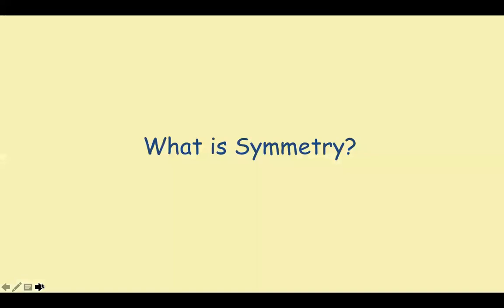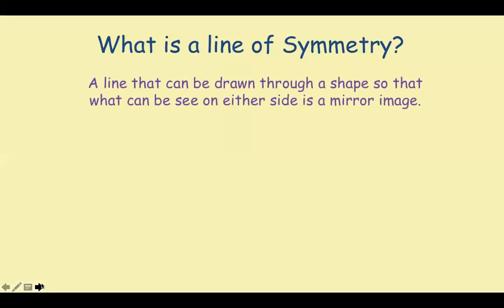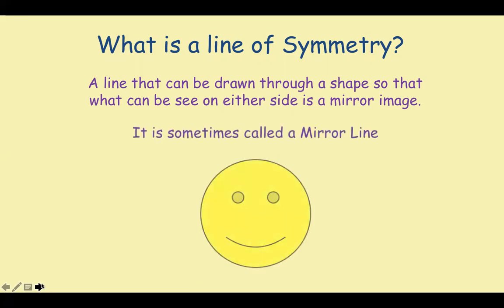And then we look at symmetry. When we look at symmetry, we are basically talking about a line that can be drawn through a shape so that what can be seen on either side is a mirror image. So sometimes we call it a mirror line. So basically, if I cut this smiley face in half, both sides look exactly the same. So that's what symmetry is.